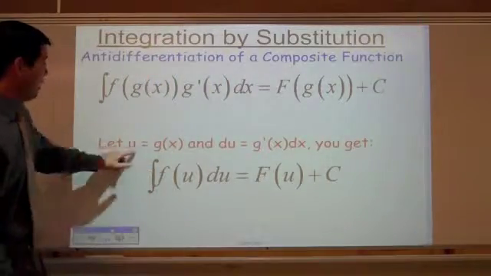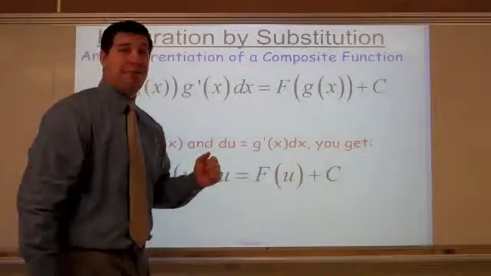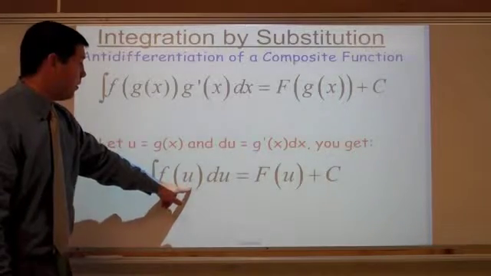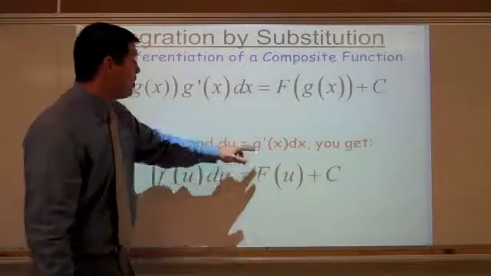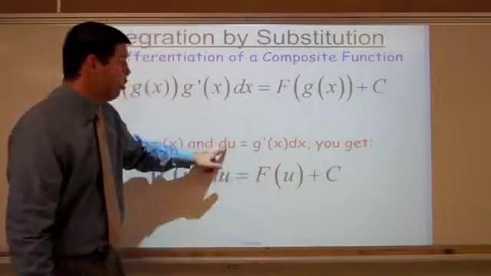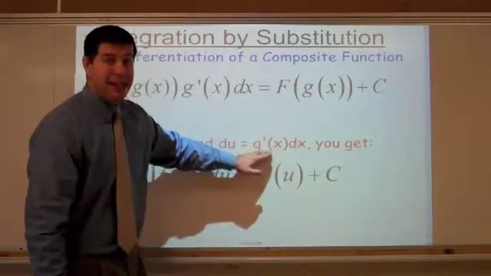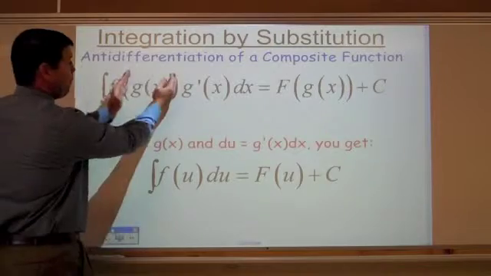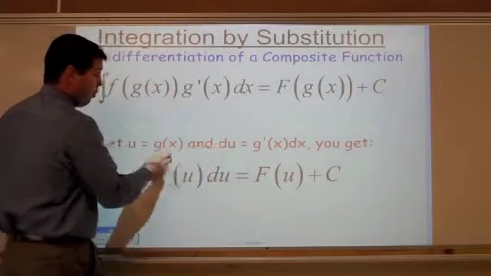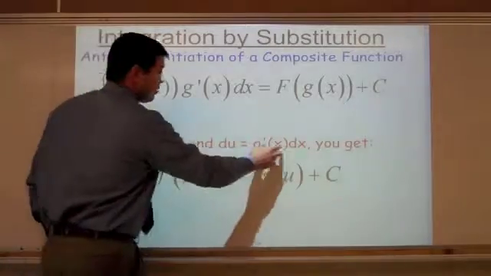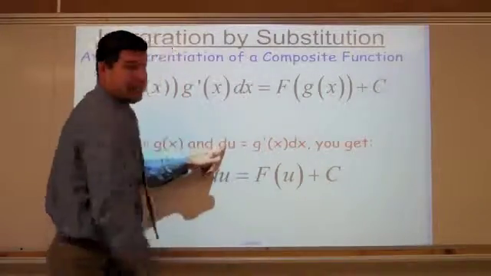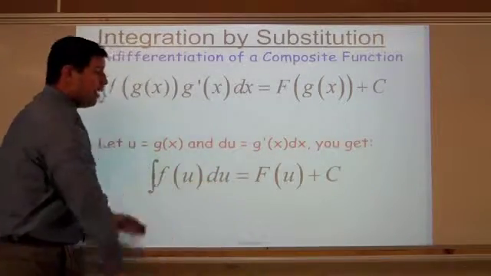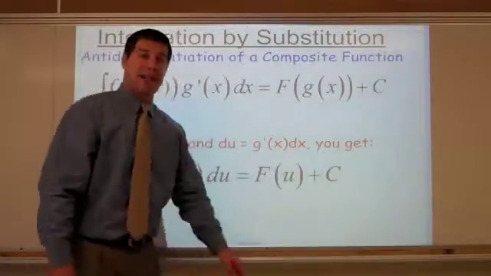So we're going to let u equal g of x. We're going to let u equal the inside function. So instead of f of g of x, you have f of u with respect to u. Because du is going to equal g prime of x dx. Du is going to equal the derivative of that inside function with respect to x. So if I plug in u for g of x, I have f of u. If I let the derivative of u be g prime of x dx, this whole thing is du. So now I get the integral of f of u with respect to u. And that would equal capital F of u plus c.